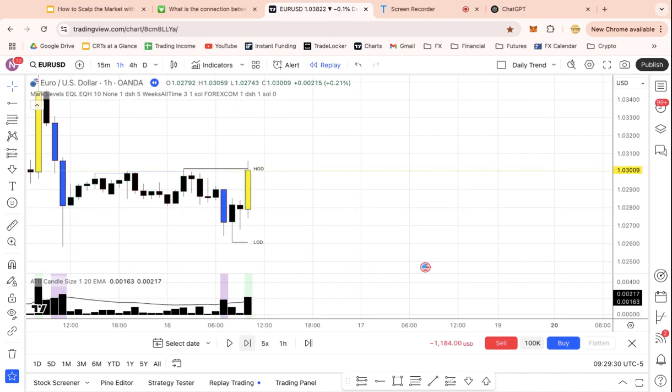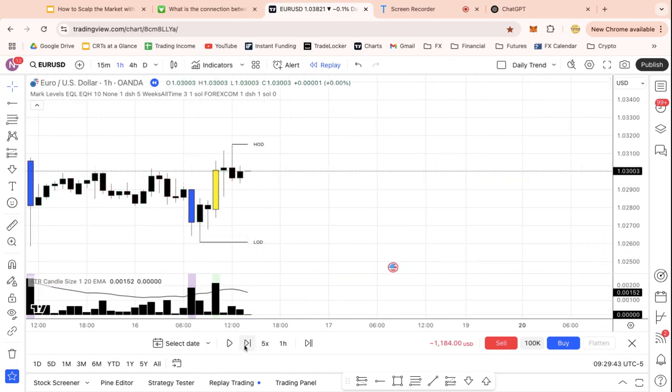Because this was a money candle right here, but this range is so small that the money candle wiped out most of the range. So, yeah, you could have got a little breakout here, but not ideal. But that is the pattern.